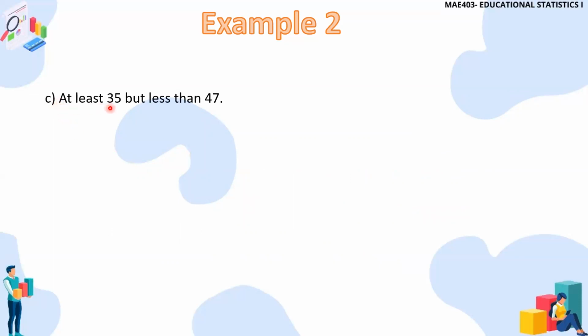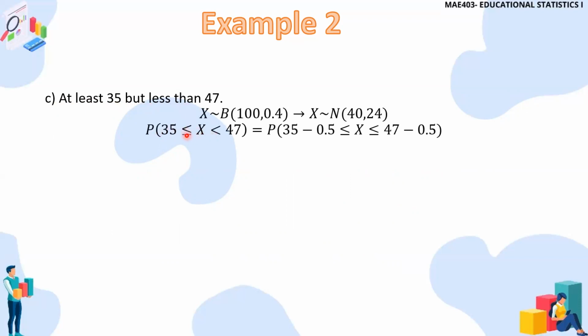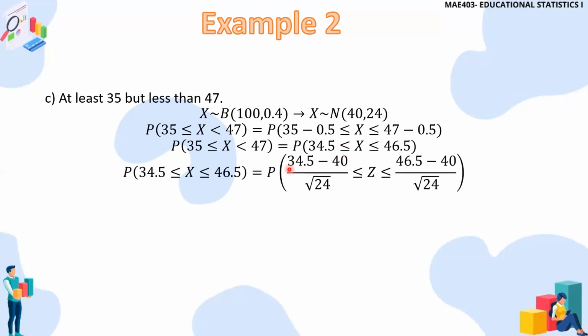Next is the probability of drivers involved in accident at least 35 but less than 47. So it means the probability of X greater or equal to 35 and less than 47. So approximate with the continuity correction, 35 minus 0.5 and 47 minus 0.5. So you will approximate to the standard normal distribution, which is (34.5 minus 40) divided by square root 24, and (46.5 minus 40) divided by square root 24.